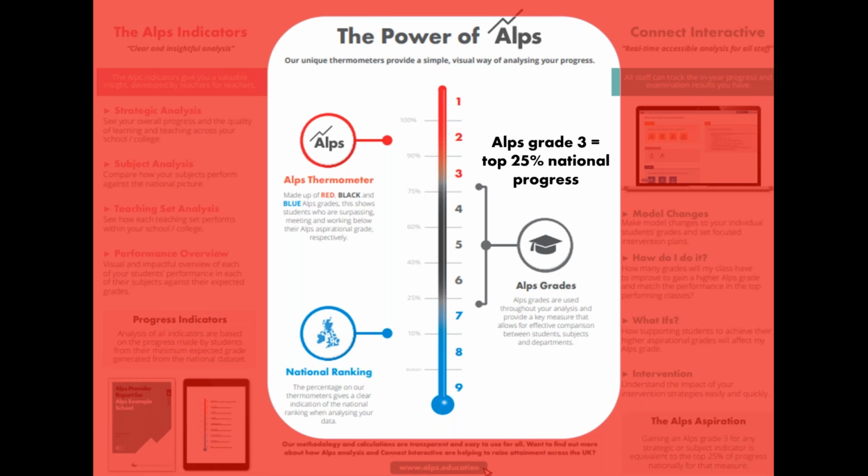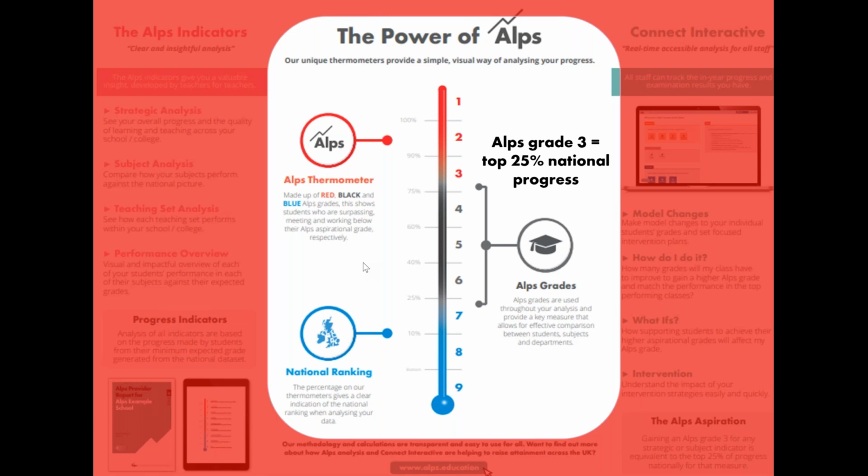Quick word about that Alps Grade 3. The Alps aspiration is to hit that 75% line that you see there, so that if any of your indicators are red, and therefore in the top part of the thermometer, Grade 3, it means you're in the top 25% against the national benchmark. That's the whole philosophy that underpins Alps, and it all hinges around setting students that aspirational top 25% target, which we call the minimum expected grade, or MEG. I'm mentioning that because you're going to see it in Connect Interactive in a moment.